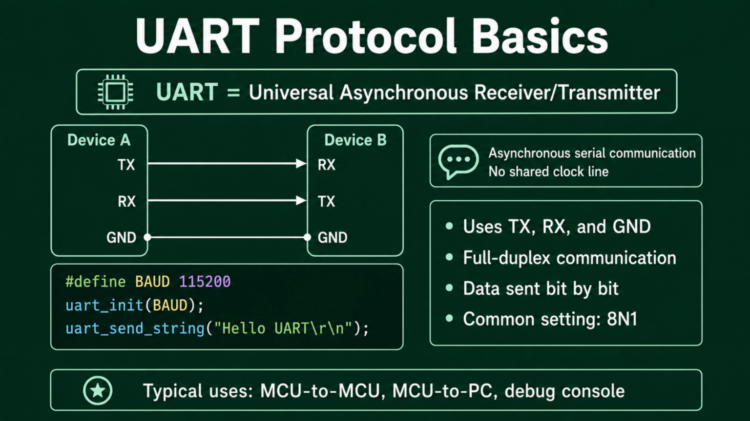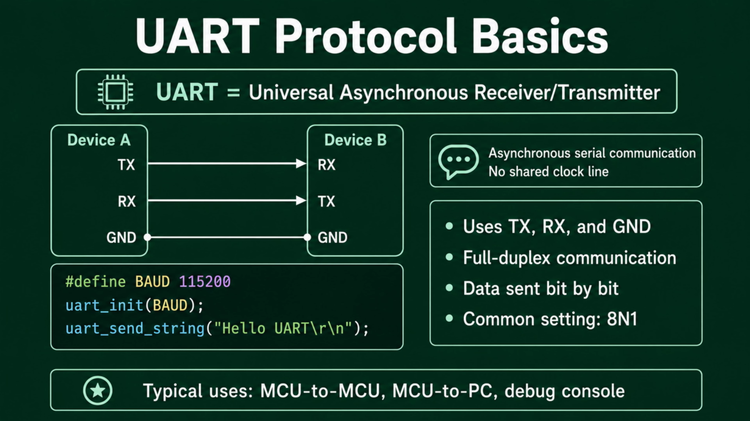UART stands for Universal Asynchronous Receiver and Transmitter. It transfers serial data without a shared clock signal. Communication normally uses three connections: TX, RX, and ground. The transmitter pin of one device connects to the receiver pin of the other device, while both devices must share a common ground reference. UART can operate in full duplex mode because transmitting and receiving use separate signal lines. The common configuration is 8N1, meaning 8 data bits, no parity bit, and 1 stop bit.